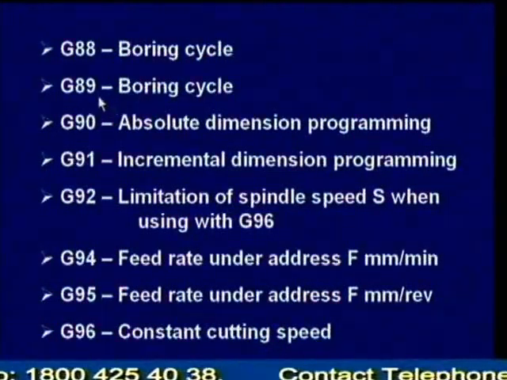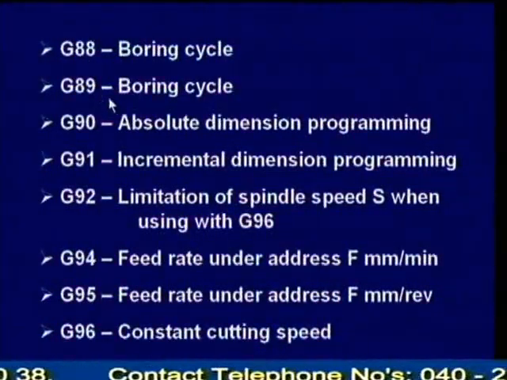Here, actually G84 to G89 are canned cycles. They are pre-programmed cycles in CNC part programming. G90 and G91 are for dimensioning. Whenever you are specifying the coordinates of the finished product with respect to a fixed point, we will go for absolute positioning. It is denoted with G90. If you developed your part program with respect to relative positions or incremental positioning, then we will go for G91.